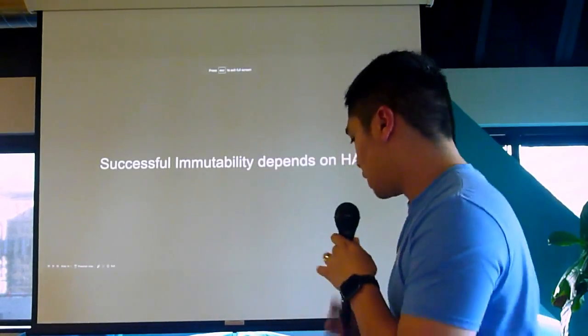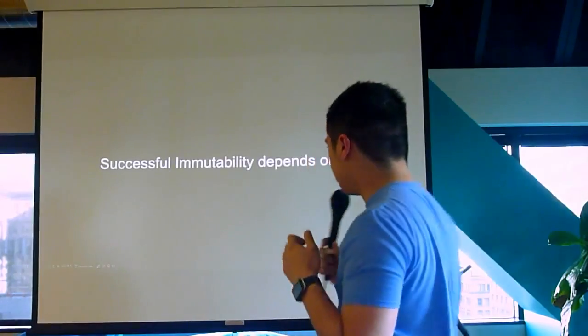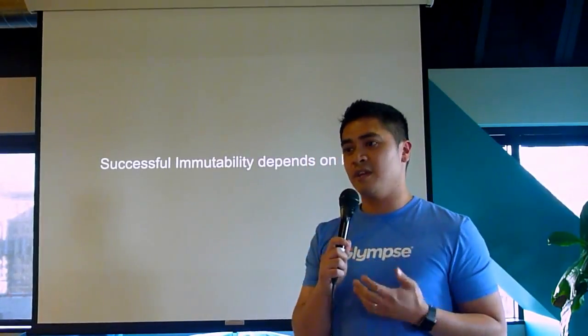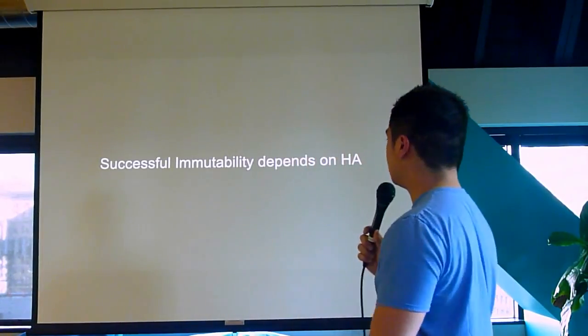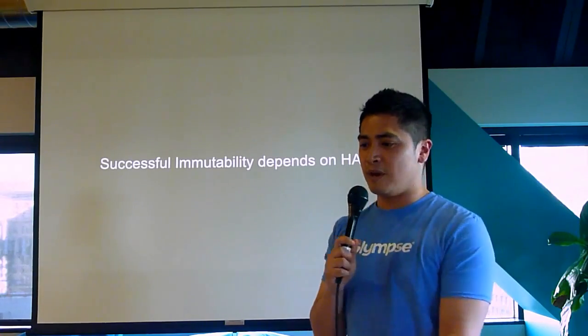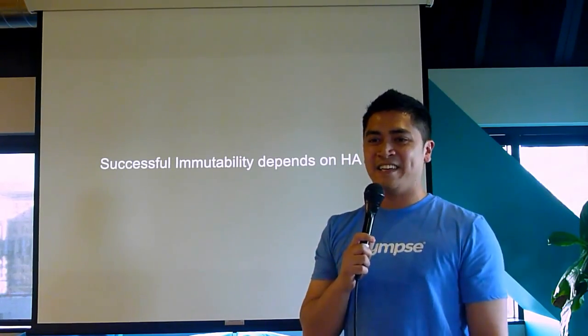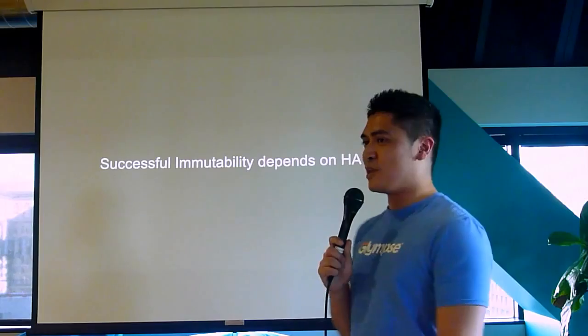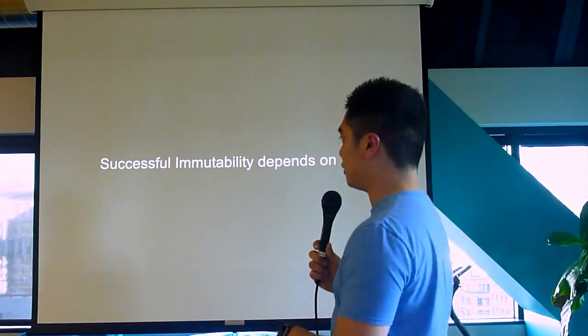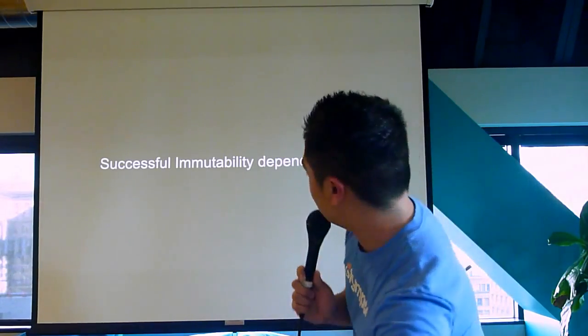All right, so key point for that slide, successful immutability depends on high availability and fault tolerance. Okay, if you have things that, if you kill a box, your service is going to go down, probably you want to solve that problem first before attempting immutable infrastructure.